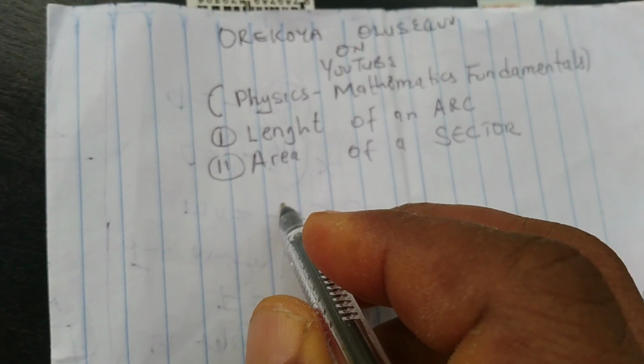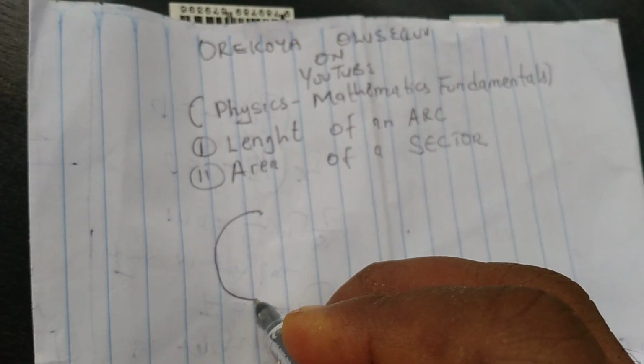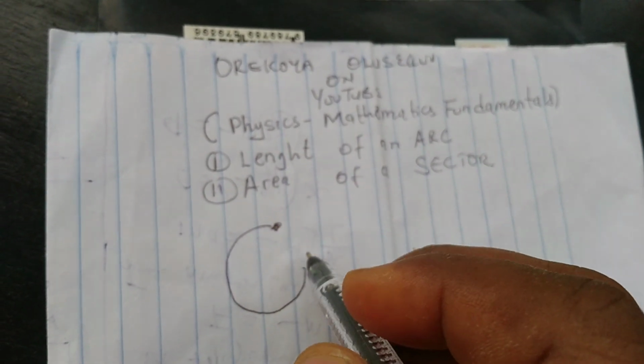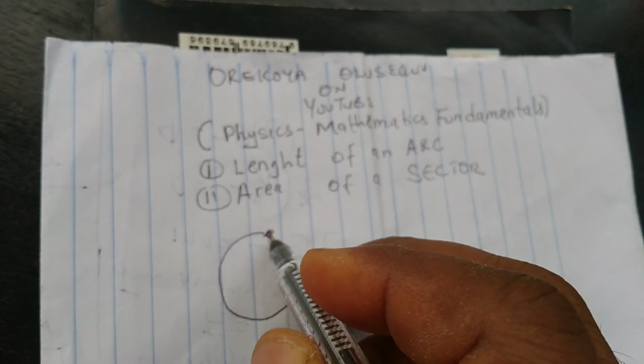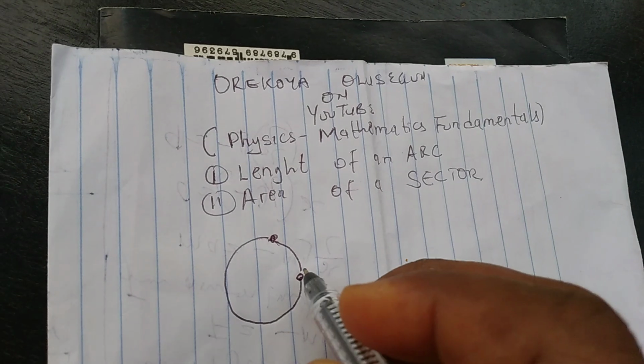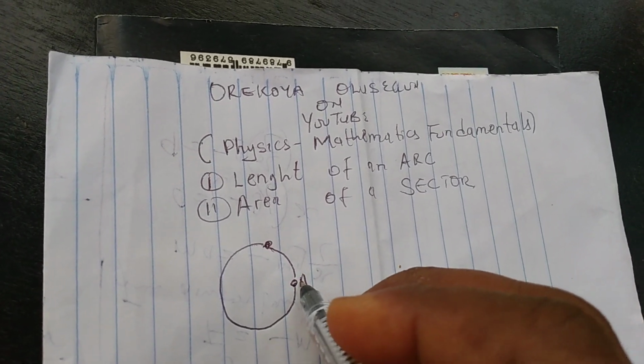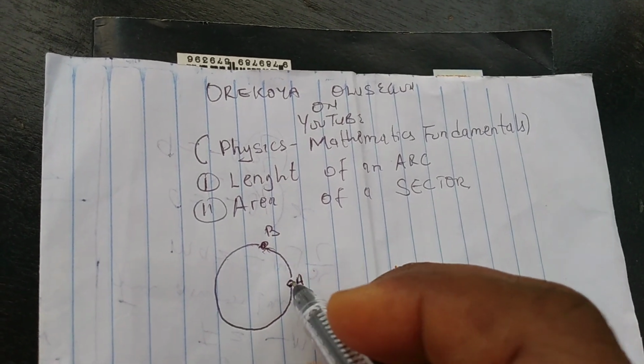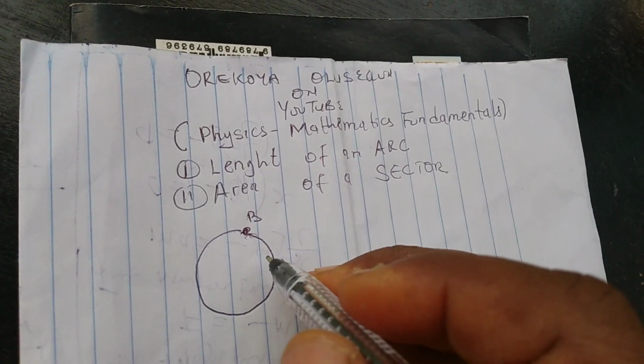Now, let's start with the length of an arc. Consider the following circle. Let's take parts of the circumference called the arc of the circle. We want to know the length of arc AB. An arc is a fraction of the total circumference of a circle.